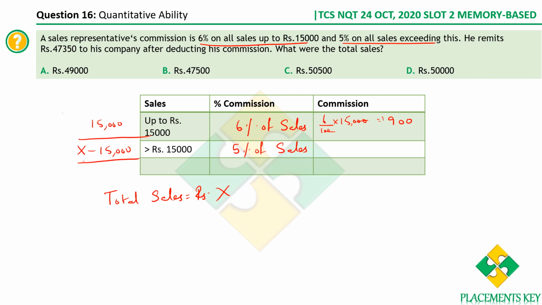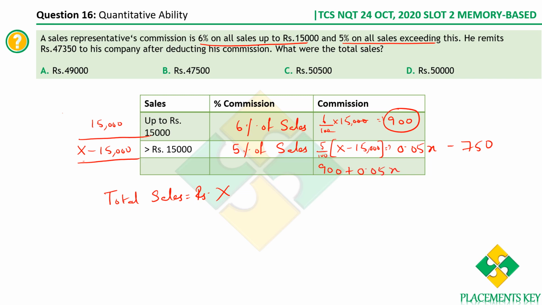So for X minus 15,000, the commission is 5% of this remaining sales. It is 5% of (X minus 15,000). 5% of X is 0.05X, minus 5% of 15,000. 10% of 15,000 is 1500, so 5% will be 750. So this is the commission that he receives for the amount greater than 15,000. Now the total commission is 900 plus this value.